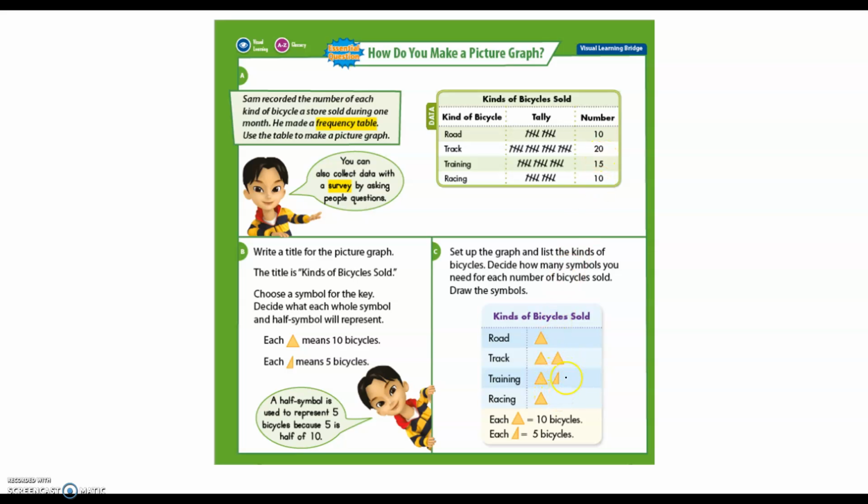Why is there a half triangle next to training bikes? There's a half triangle because they sold 15 training bikes. So one full triangle is 10, and then we need 5 more, so we put half of a triangle. And then racing bikes, they sold 10, so there's 1 triangle.